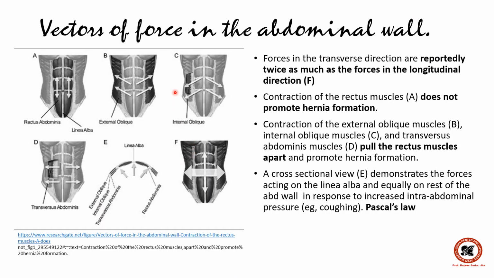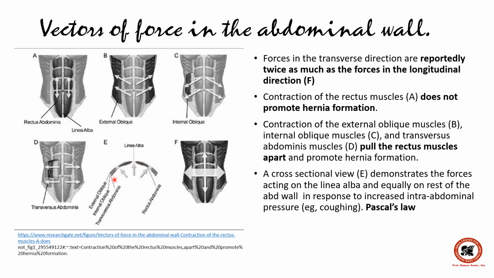Based on these muscles, we can now talk about the vectors of force on the abdominal wall. The total vector effect is in two directions, the vertical and the transverse direction. And we know that the force in the transverse direction is reportedly twice as much as the force in the longitudinal direction. Contraction of the rectus muscle does not promote hernia formation. Contraction of external oblique, internal oblique, and transversus abdominis muscles, they all pull the rectus apart.